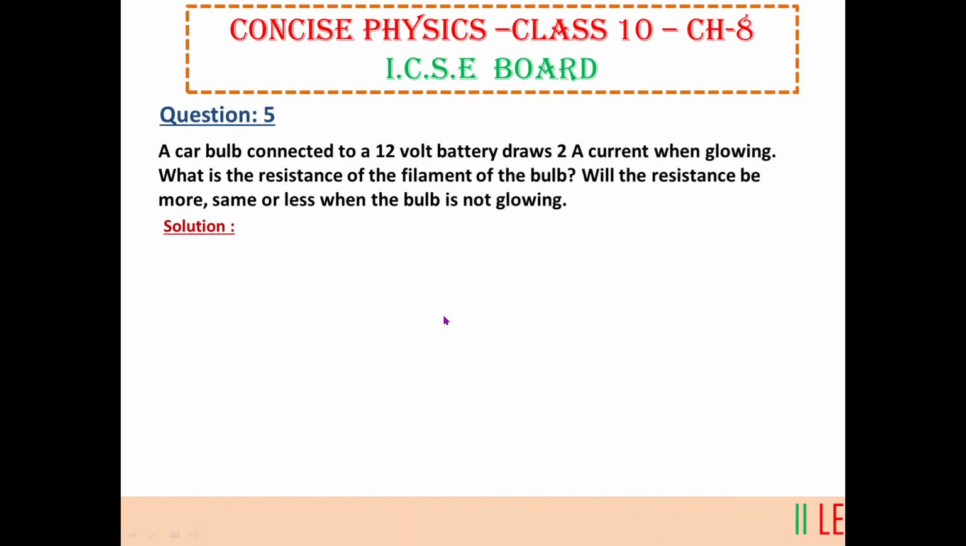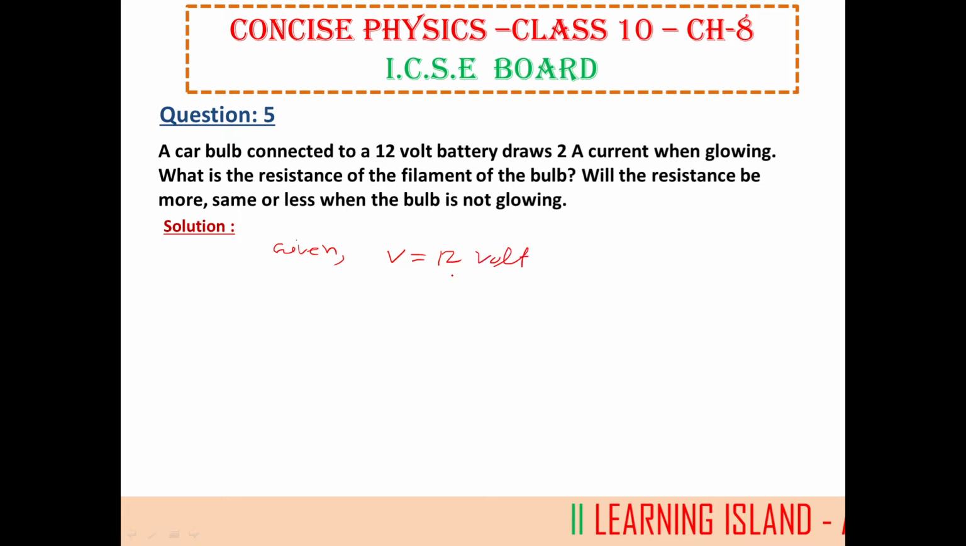Now question number 5. Here you see a car bulb connected to a 12 volt battery. So here given V equal to 12 volt and it draws 2 ampere current when glowing. So I equal to 2 ampere. What is the resistance of the filament of the bulb?